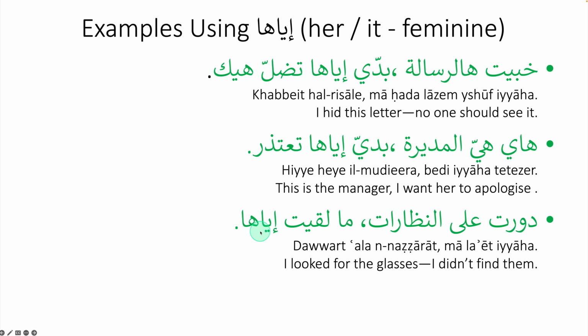دورت على النظارات ما لقيتها إياها. دورت, I searched على النظارات for the glasses or the shades or sunglasses. ما لقيت, I did not find إياها, it or them. So there we use that to put more emphasis on the subject. And here, of course, it's referring to the object because we're using an object pronoun.